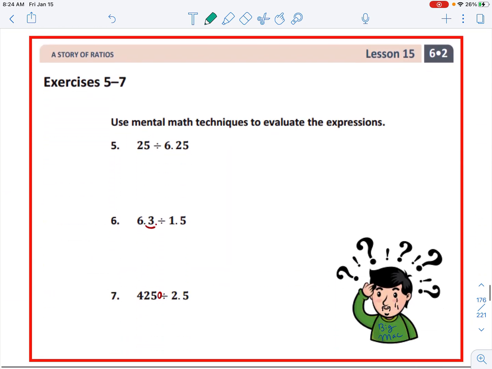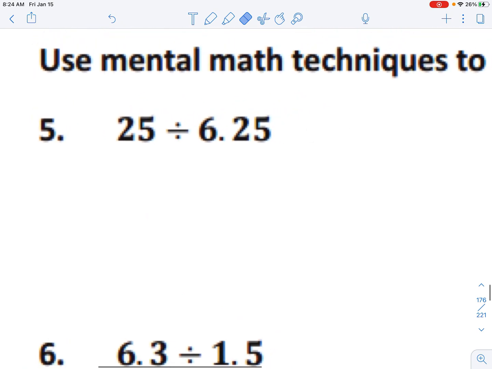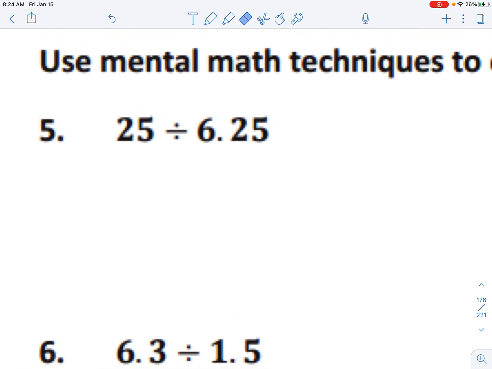All right, guys, that was just a warm-up. Now let's get into some real decimal division problems. Let's look at number 5. I have 25 divided by 6 and 25/100ths. My first step is to make this divisor a whole number. So I have to move the decimal twice to the right, and that's going to change it to 625.